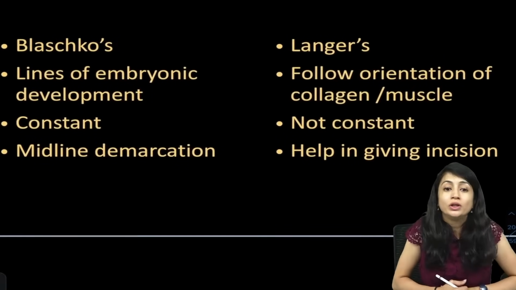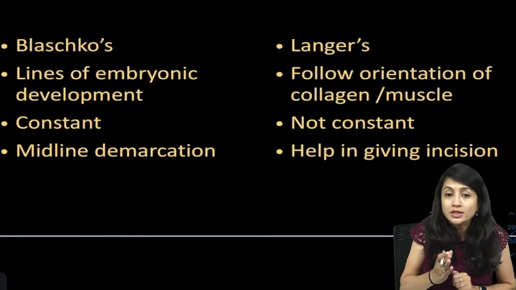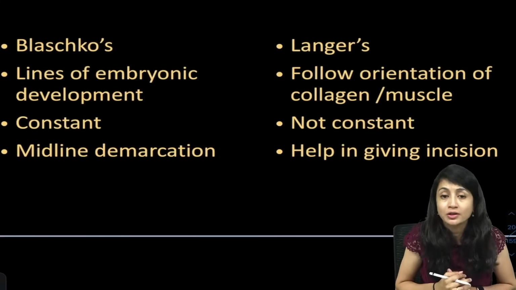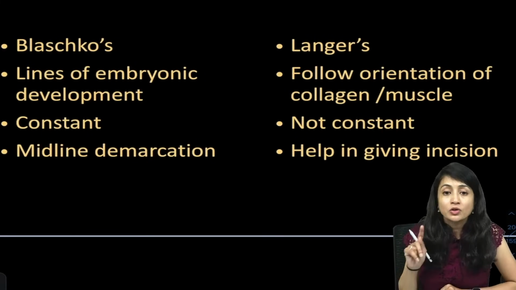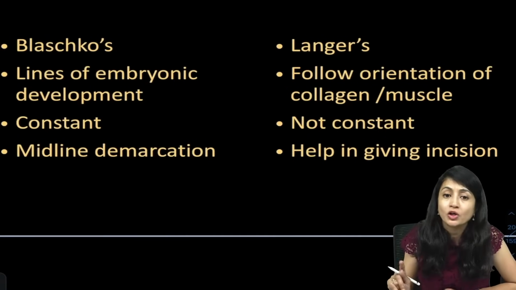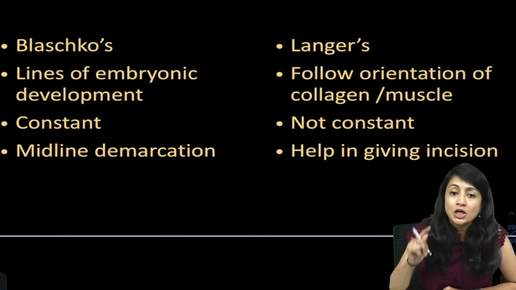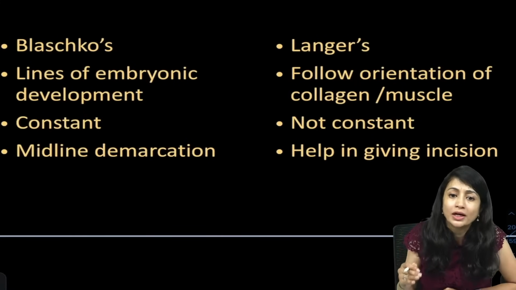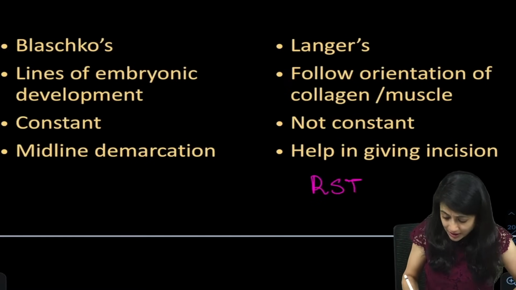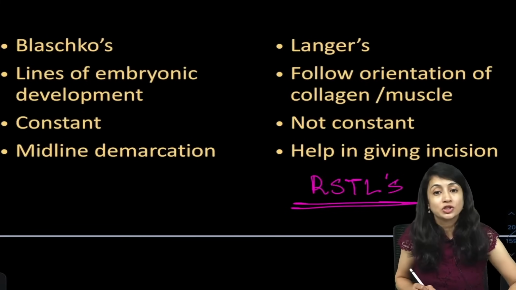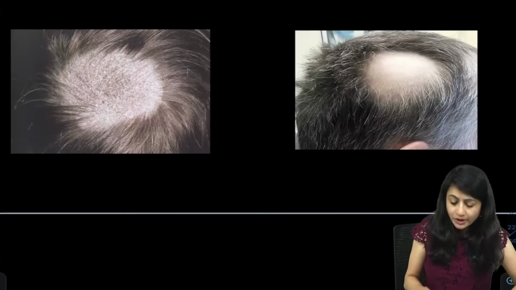What are the differences between the two? Blaschko's lines are actually lines of embryonic development, and so they are constant and there is a strict midline demarcation. Whereas Langer's lines follow the orientation of collagen and muscle bundles. Now, since the collagen and muscle bundles will vary with time, they are not constant, and they are very important because they help us in giving surgical incisions. So, if a surgical incision is given parallel to Langer's lines, when you suture it, it heals better. They are also called relaxed skin tension lines. Relaxed skin tension lines. Clear? Good. Moving on to the next topic.